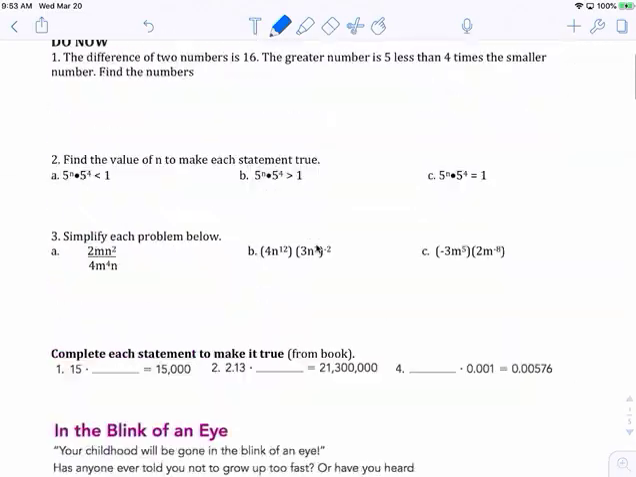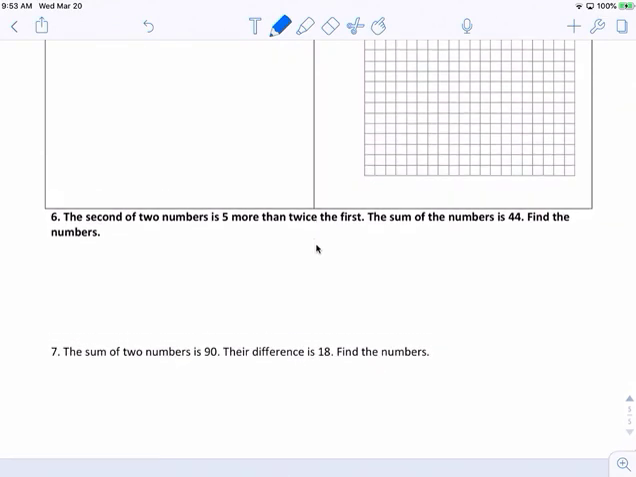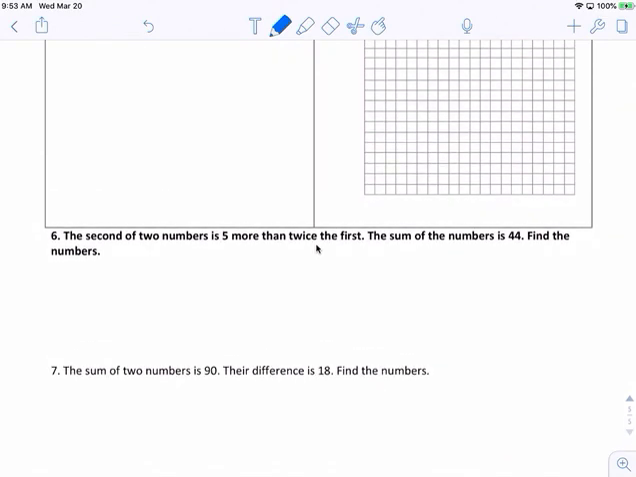Homework. I think I went over enough in here. I'm going to go over a review question just in case you've forgotten. Okay, starting with number 7.